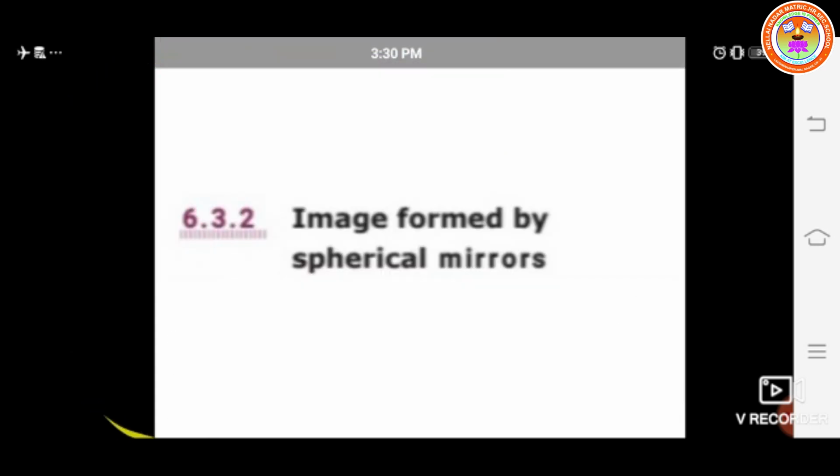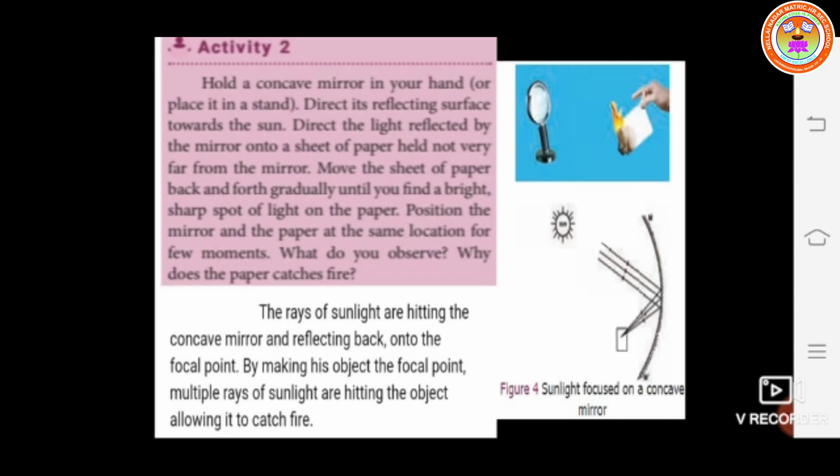Now we are going to discuss one activity. Hold a concave mirror in your hand. Direct its reflecting surface towards the sun. Direct the light reflected by the mirror onto a sheet of paper held not very far from the mirror. Like this. The concave mirror is placed in the direction of the light, and the paper is placed near the concave mirror.